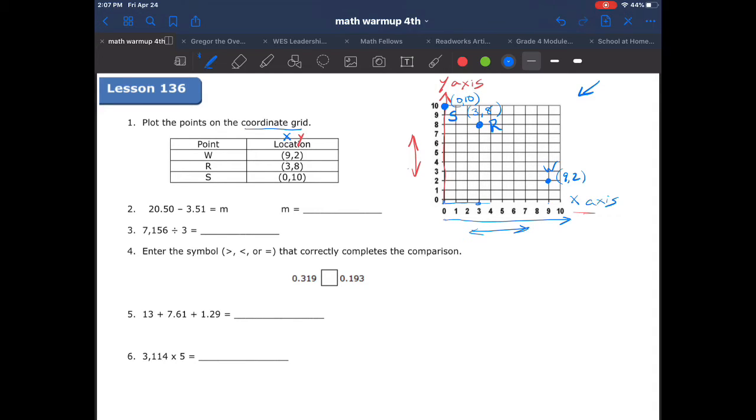Number 2, 20 and 50 hundredths. I'm going to rewrite that over here. 20 and 50 hundredths. We are subtracting 3 and 51 hundredths. The key with adding and subtracting decimals is make sure the decimals are lined up so that we have all our place values in the same spot, and then we just subtract like usual. So it looks like we've got 16 and 99 hundredths.